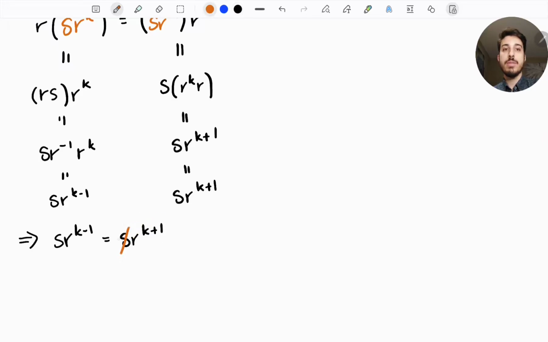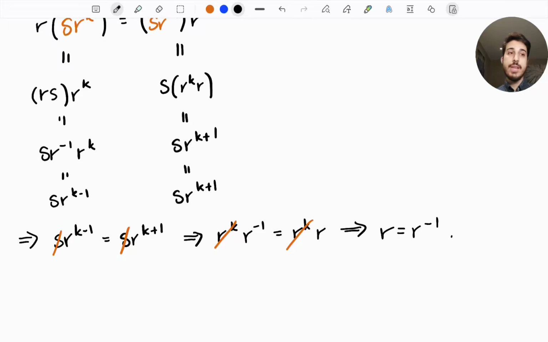And now, simplifying, we get r^k r^(-1) is equal to r^k r. Simplifying again, we get that r is equal to r inverse. In other words, a single rotation clockwise is equal to a single rotation counterclockwise. So for what n is this equality a valid equality?